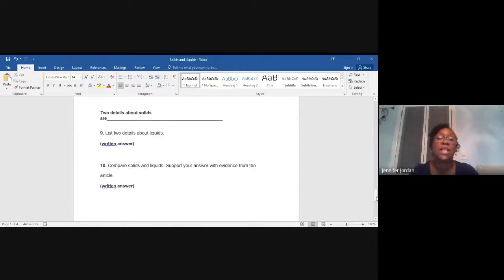So let's go down to number 10 and our last one. Compare liquids and solids. Support your answer with evidence from the article. So you want to tell how they're alike, right? And you could tell how they're different. And you're going to write your answer right here, number 10.